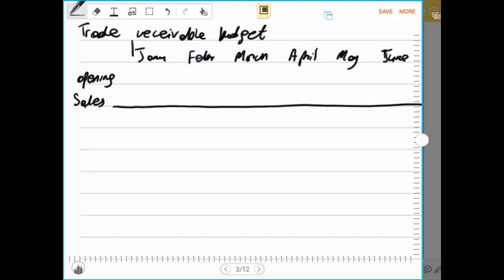Then we can also draw the lines here in between at any time.